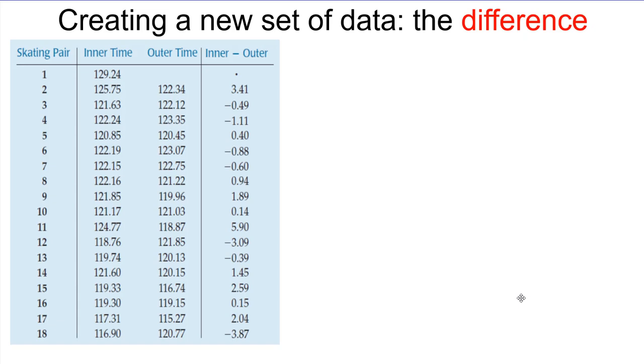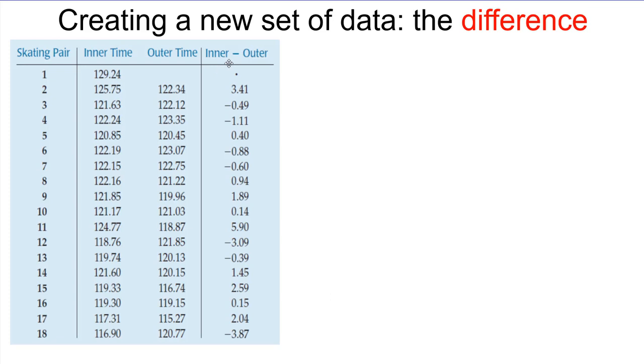So we're going to create a new set of data with the difference. Here are our 18 skating pairs. We have the inner person's time, and then the outer one as well. And then we're going to do the inner minus the outer. On this one, if I thought the outer had a benefit, I would have done the outer minus... wait, no.